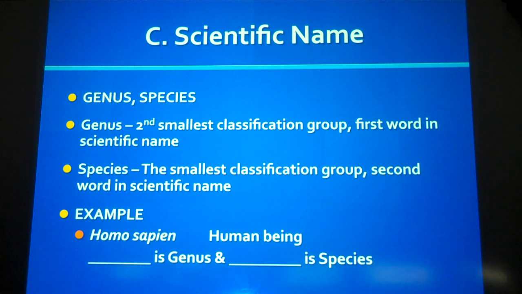So we have an example. The human being's scientific name is Homo sapien. So for a little review, you guys can fill in those blanks there. What is the genus and what is the species using the human being's scientific name as an example?